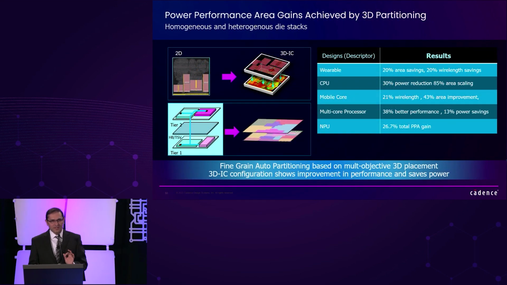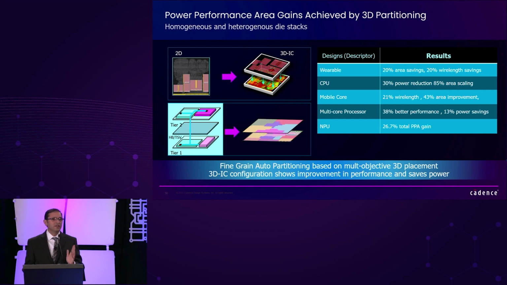So the good news is we do have a way today to take a 2D die and fold it into a 3D die. We have an automated algorithm to do that. It's based on fine-grain auto-partitioning and our multi-objective 3D placer, and we have run it across designs. On the right side, I have a table which shows it's been run on a wearable design, a CPU, and a mobile core. In each case, we do see area savings and wire length savings.